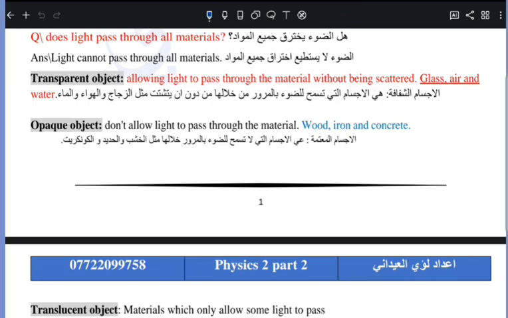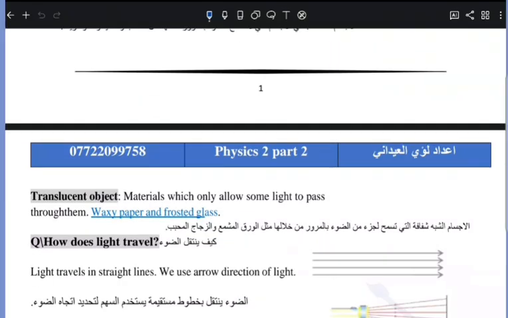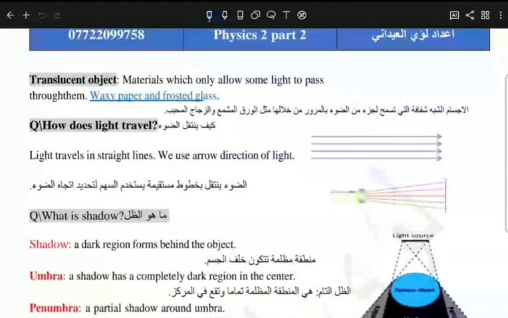Okay, what is an opaque object? It doesn't allow light to pass through the material. Wood, iron, and concrete. Excellent. What is a translucent object? Materials which only allow some light to pass through them. Waxed paper and frosted glass.